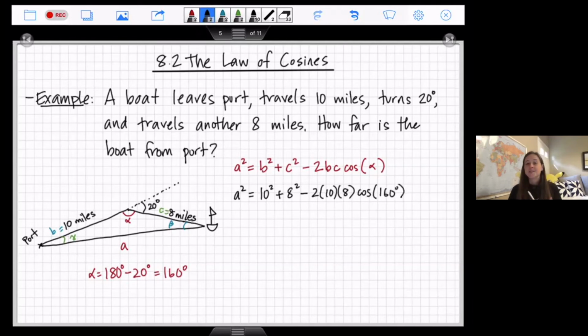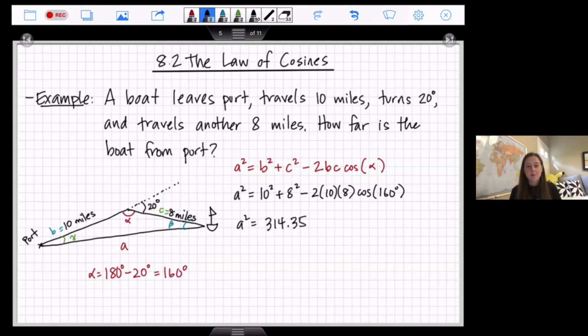All right, solving for side lengths with the law of cosines is a lot easier than solving for angles. So everything over on the right-hand side of the equation is a bunch of numbers, and you can type that into your standard scientific calculator exactly as it looks. So I've got A squared. I'm just going to type in 10 squared plus 8 squared minus 2 times 10 times 8 times cosine, make sure you're in degree mode, 160 degrees. And I get 314.35.